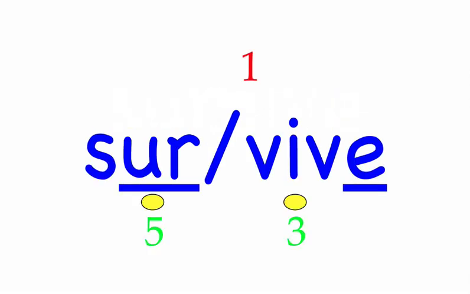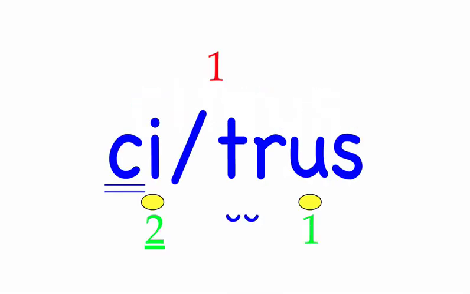Survive. Citrus. Citrus. Citrus fruit grows in warm environments. Citrus. Si, 2 sounds. S, I. Truss, 4 sounds. T, r, u, s. Citrus. Mark the word. Citrus. We have an exception occurring to vowel group 2. I comes at the end of the first syllable, but is representing its short sound. TR is a blend in this word.